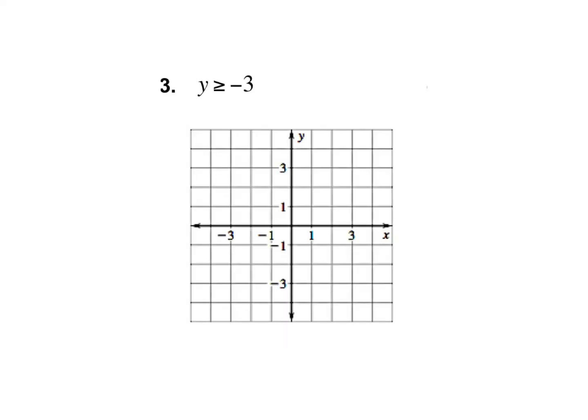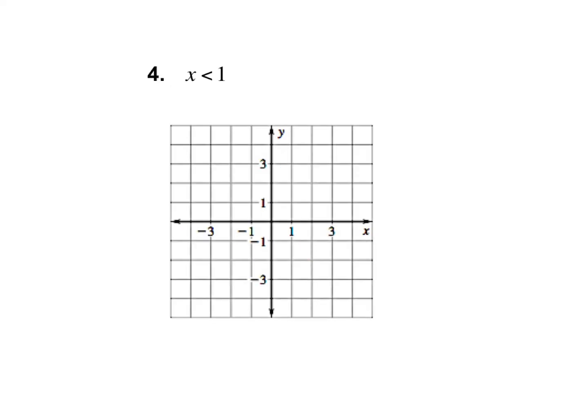All right, so we have y is greater than or equal to negative 3. Remember the y ones. In every case, y is negative 3. So I have 0, negative 3, 1, negative 3, 2, negative 3, and so forth. And now it's going to be a solid line because it's greater than or equal to, and I'm going to shade going up.